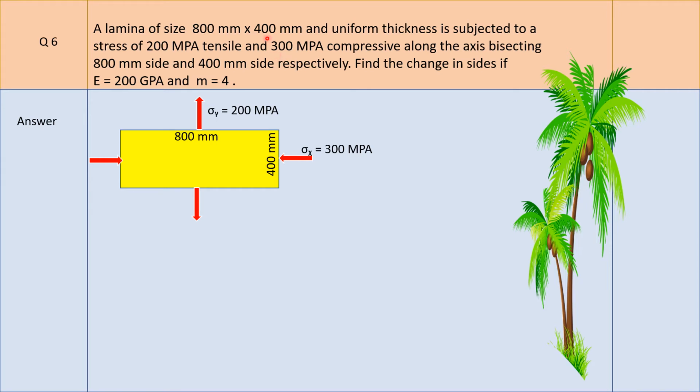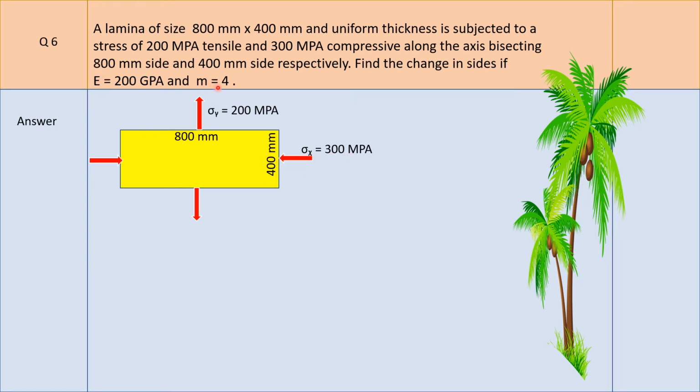Now for the 400 mm side it is the 300 megapascal compressive. So at the center of 400, that is bisecting the 400 mm width, is the 300 megapascal compressive stress, and it is in the horizontal direction, so we are calling it sigma x, 300 megapascal. Drawing this figure correctly is very important. So at the center of 800 is 200 megapascal tensile force. At the center of 400 it is 300 megapascal compressive.